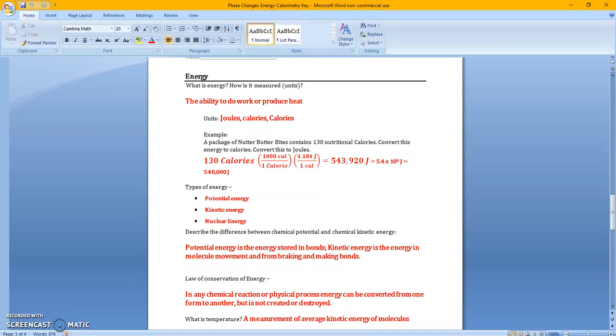Okay, so since we didn't have a lot of time in class to do these notes, I am making this video. It's in your phases, energy, calorimetry packets that we got in class.